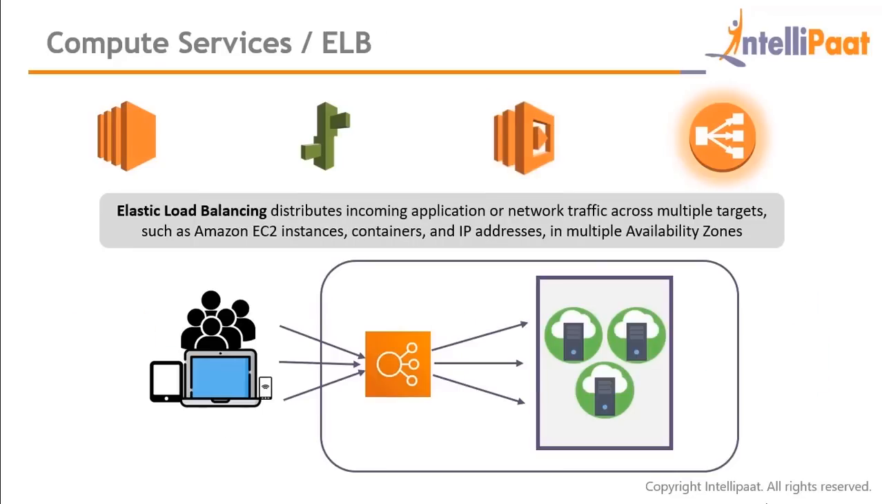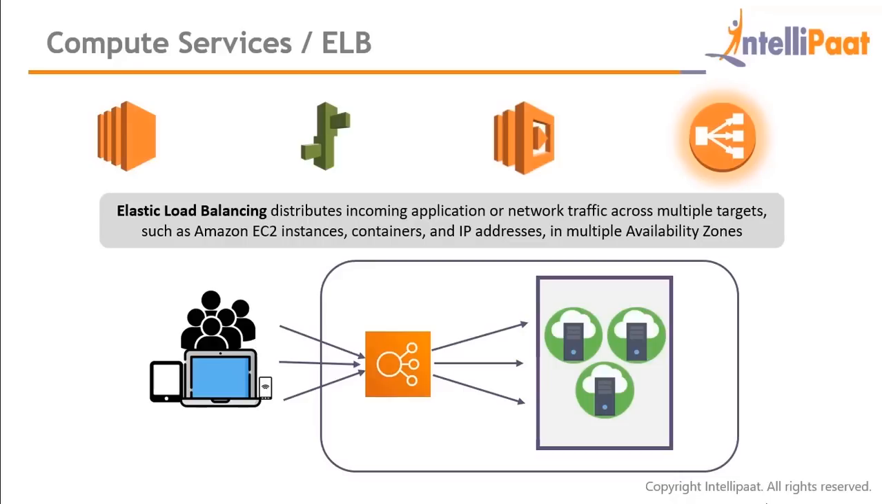The last service in the compute service domain is Elastic Load Balancing. Elastic Load Balancing distributes incoming application or network traffic across multiple targets such as Amazon EC2 instances and IP addresses in multiple availability zones in many geographic regions.